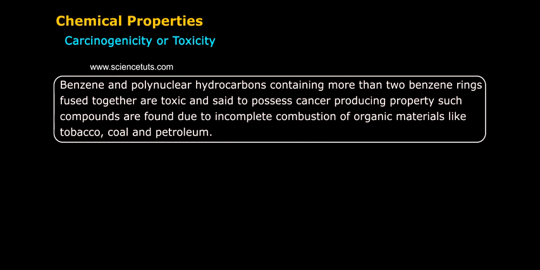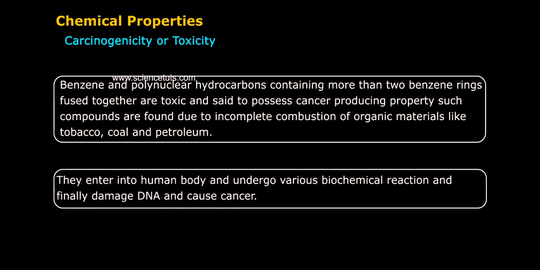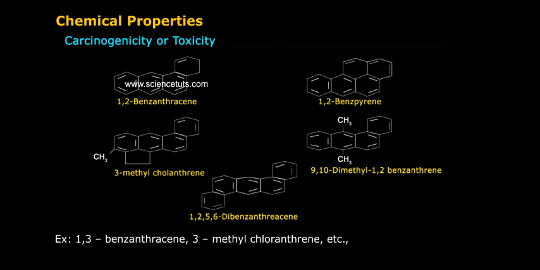Carcinogenicity or toxicity. Benzene and polynuclear hydrocarbons containing more than two benzene rings fused together are toxic and said to possess cancer-producing property. Such compounds are formed due to incomplete combustion of organic materials like tobacco, coal, and petroleum. They enter the human body, undergo various biochemical reactions and finally damage DNA and cause cancer. Examples: 1,2-benzanthracene, 3-methylcholanthrene, etc.